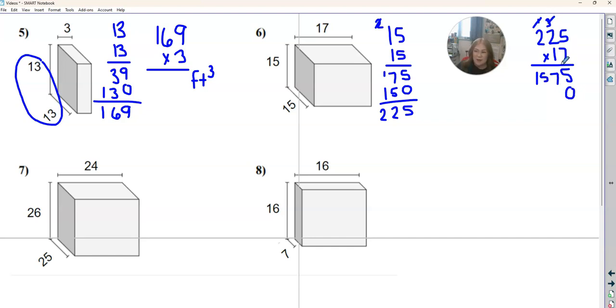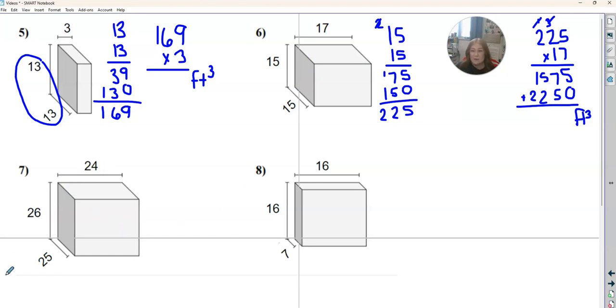Here's our placeholder. Now we're 10 times bigger. 1 times 5 is 5. 1 times 2 is 2. 1 times 2 is 2. So we're going to add these up, and that's going to be our answer, feet cubed. So we found how many cubes were on the side, and we have 17 layers of that.